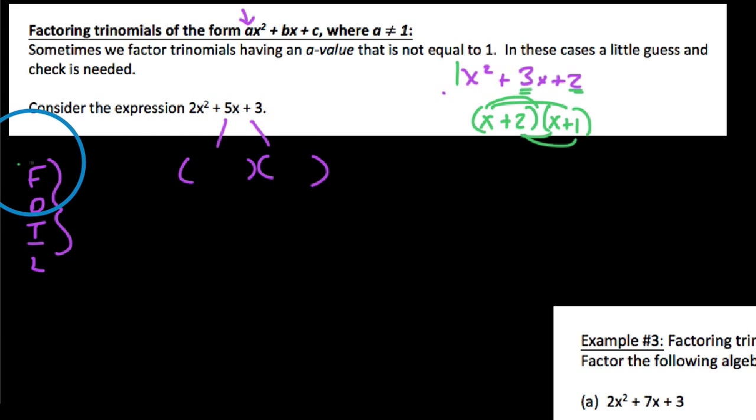So what we'll do is you always start with the F part. That is, we need to find something that we could put here and here that when multiplied, come up with our first term. So what can we multiply to get 2x squared? Well, the only things I can think of are 2x and 1x.